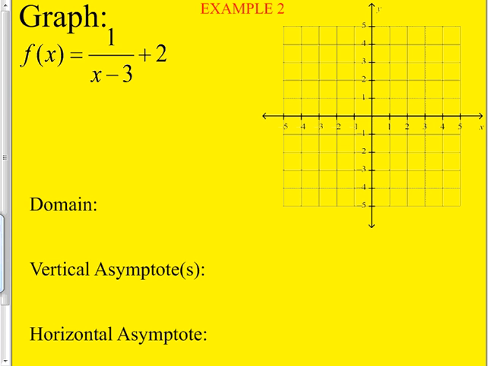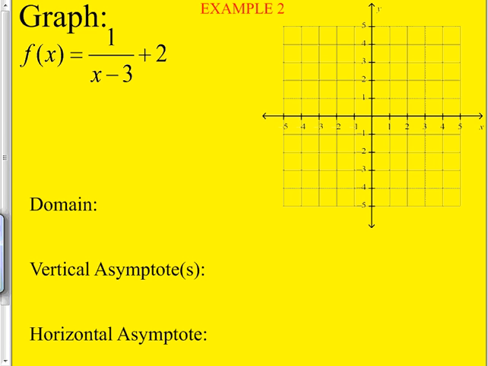All right, this one. Remember the whole outsider thing? Do you have this slide? Excellent. Find me the verticals, the horizontals, and the domain. And there is no hole. I'll tell you that right up front because there's nothing that can cancel, right? So there's no point in looking for the hole because there isn't one. See if you can find the domain, the verticals, and the horizontals. I'll pause for a second while you give this a shot.